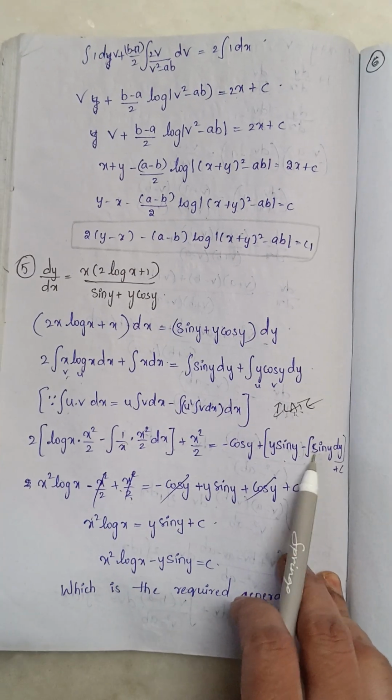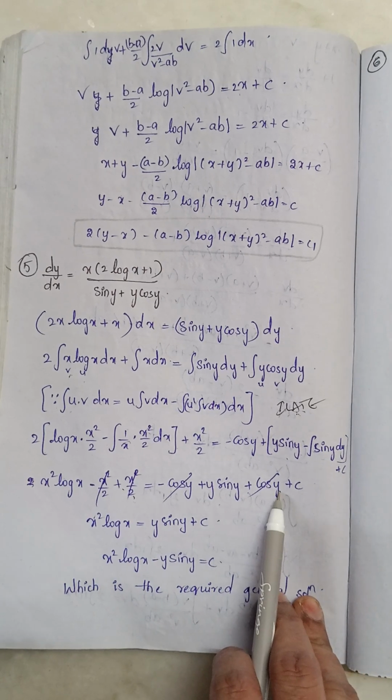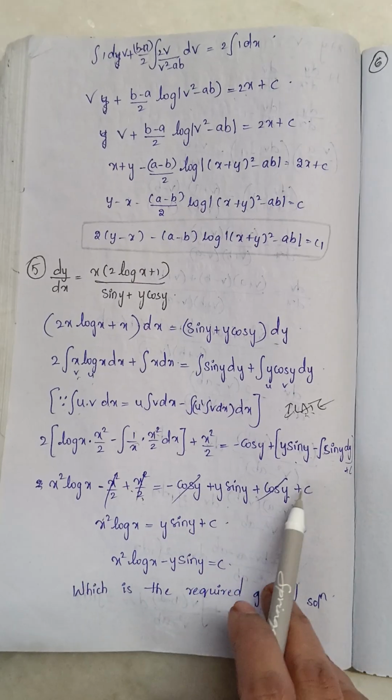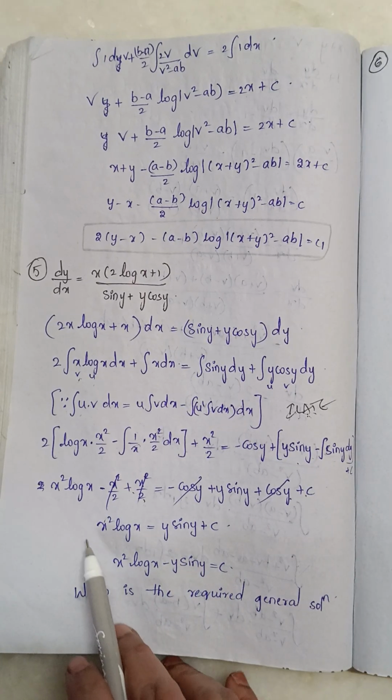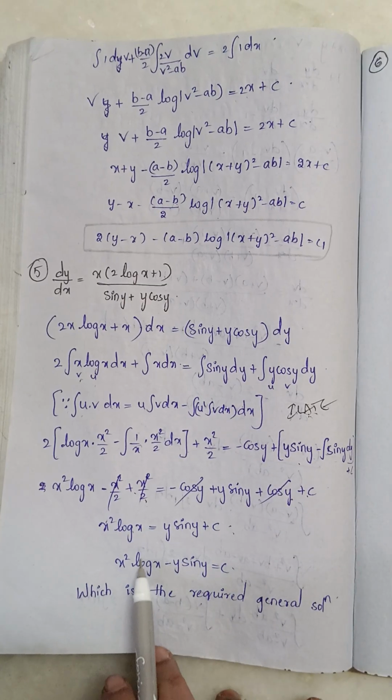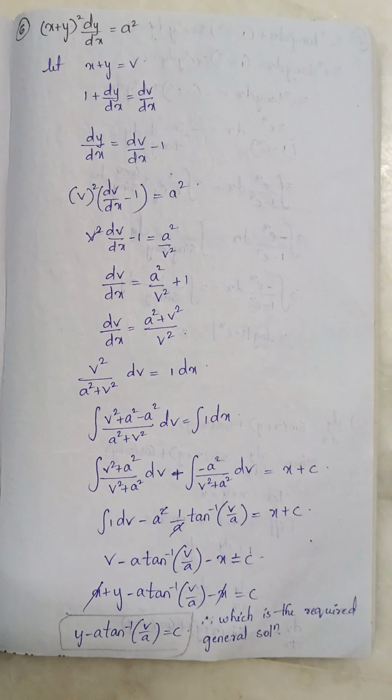Here also integration of sin y is cos y. And take the remaining terms as it is. Now all numbers get cancelled here. Then x square log x equal to y sin y plus c. So take this term into this side, then which is the required solution.